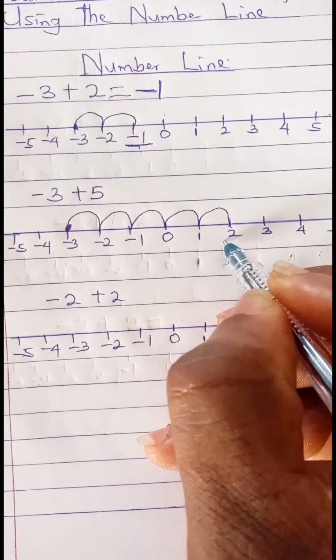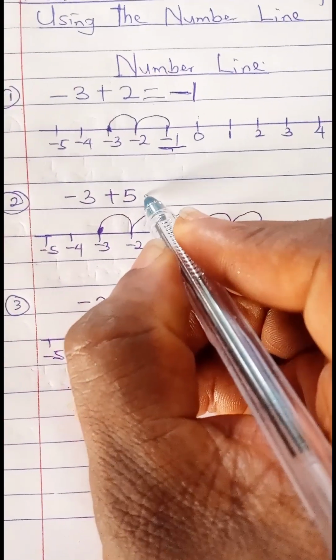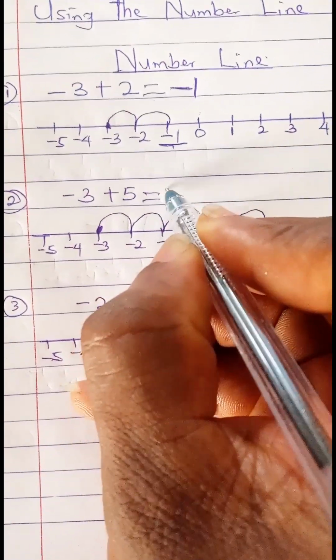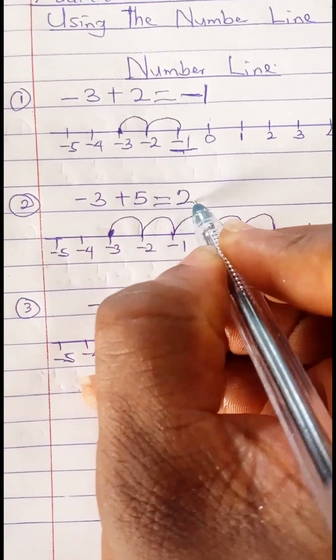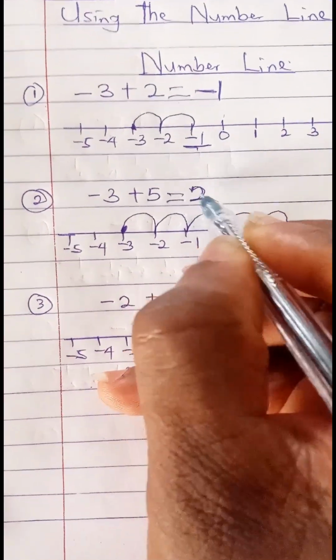So where does it stop? It stops at 2. So 2 will be my final answer. Minus 3 plus 5 equals 2.